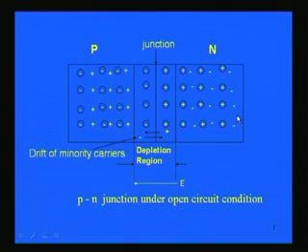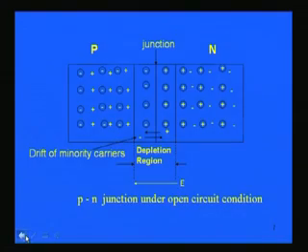So open circuit at p n junction will have no current, that is, total current will be 0, because to reach stability, under steady state or stable condition, the diffusion current is equal to the drift current. So finally, the total current in this open circuit p n junction will be 0.